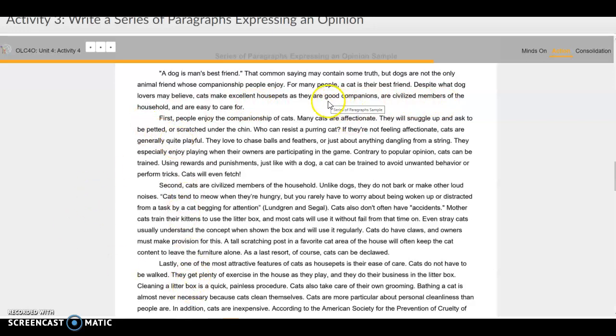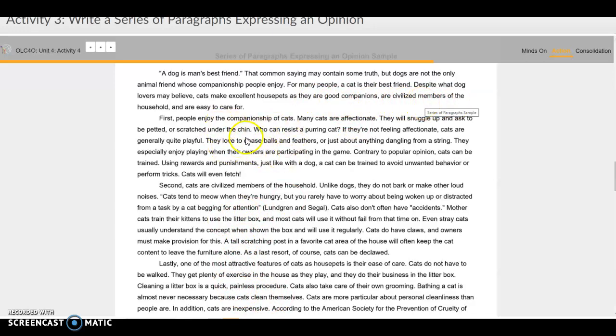So the first point, good companions. What we see here, first, "people enjoy the companionship of cats." The second point, civilized members of the household. Well, if I go down to the second body paragraph, we have "cats are civilized members of the household." And the third point, easy to care for. If I go down to the third body paragraph, I have "lastly, one of the most attractive features of cats as house pets is their ease of care." So you're taking your three points and then you're explaining them in whole paragraphs. So you're going to write a whole paragraph on each one of your points.